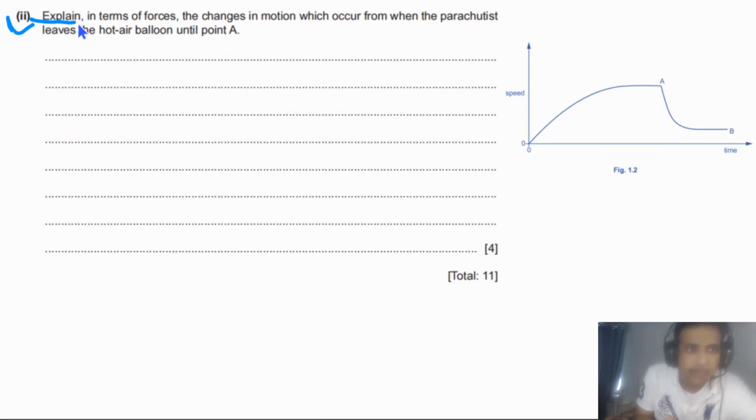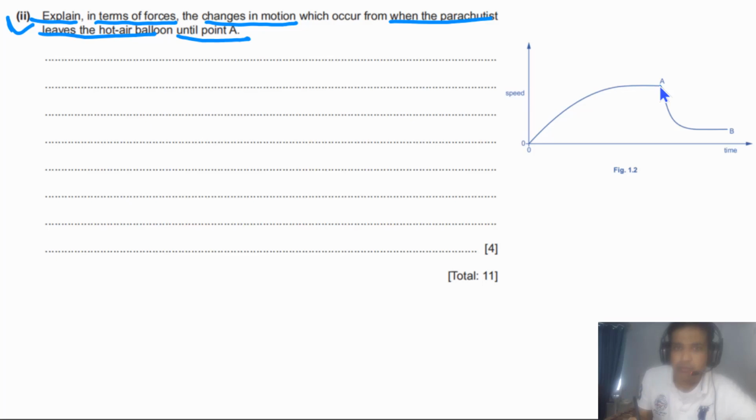The second part says explain in terms of forces the changes in motion which occur from when the parachutist leaves the hot air balloon until point A. Until point A means until this point, and the parachutist opens the parachute at this point. So we have to talk before opening the parachute. So let me mark here, open parachute here. The question is asking us to explain the motion before opening the parachute.